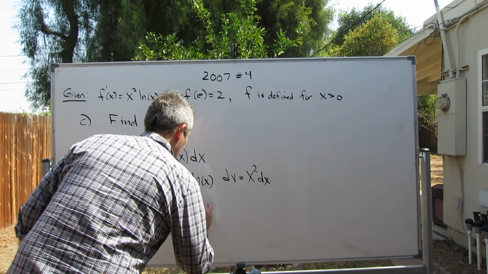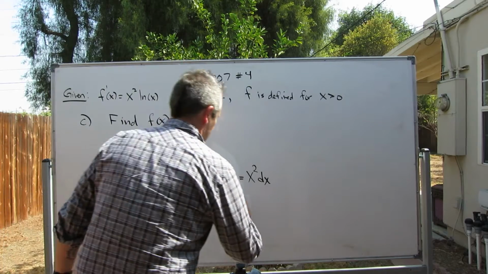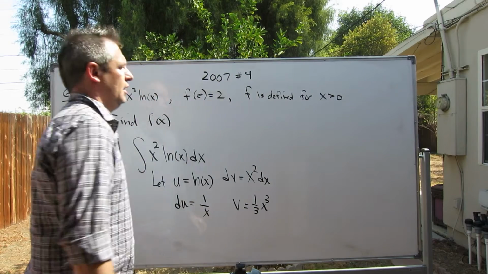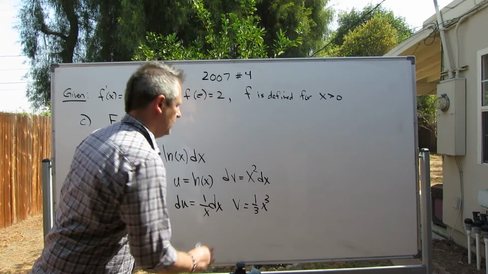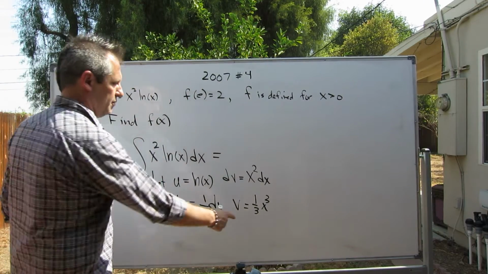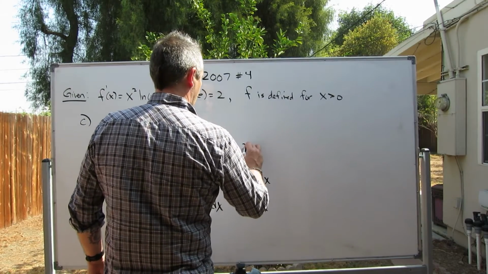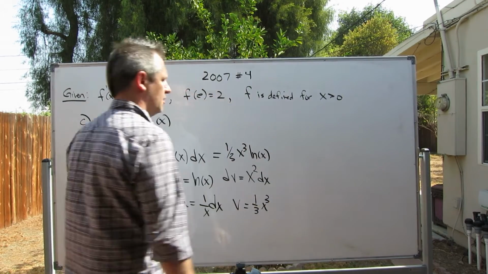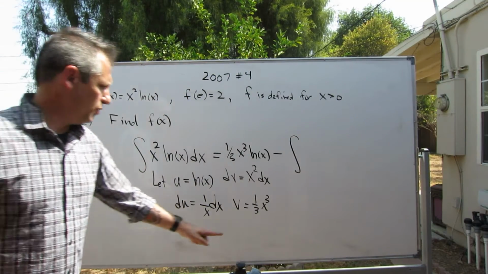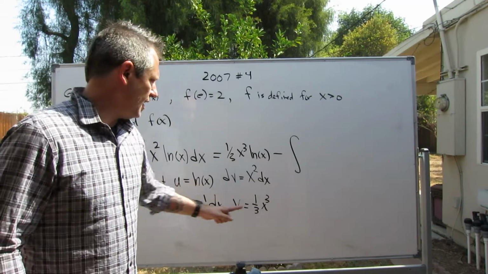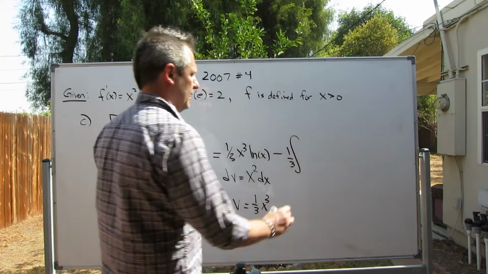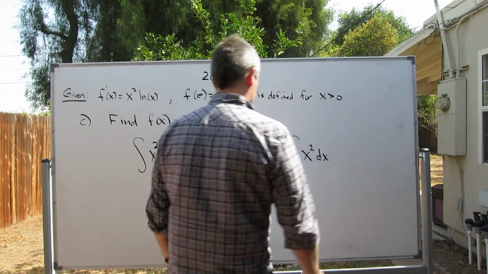So du very nicely becomes 1 over x dx, and v becomes the antiderivative of x squared, which is 1/3 x cubed. And now I'm ready to write what integration by parts tells me this is. So this is u times v, so I have 1/3 x cubed natural log of x, minus the integral of v du. These two things are getting multiplied together, so I see that I have a 1/3 that's going to come out front, and then I have an x cubed times a 1 over x, that's just x squared dx.